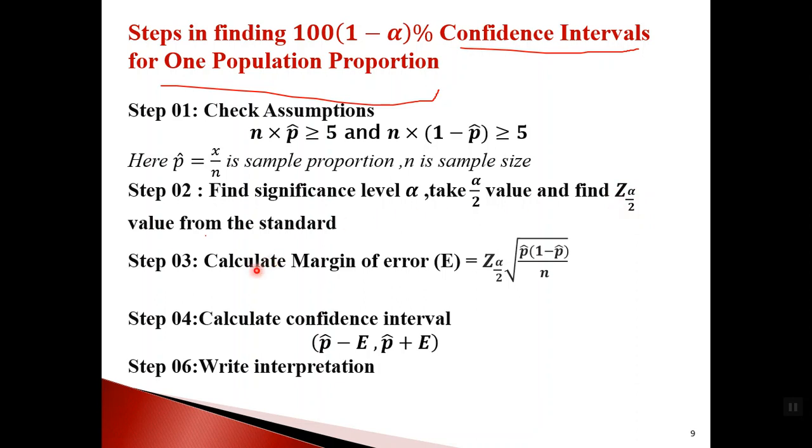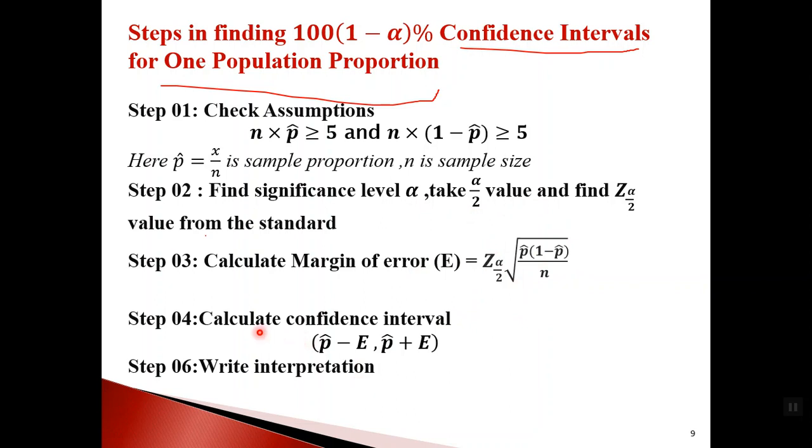Okay, c alpha over 2 is found by using the c table. Then calculate the margin of error E. What is margin of error? It is c alpha over 2 times the square root of p hat times 1 minus p hat over n, this part. You know p hat from step number 1, you know sample n from step number 1, and this value c alpha over 2 from step number 2. So you can calculate this margin of error E.